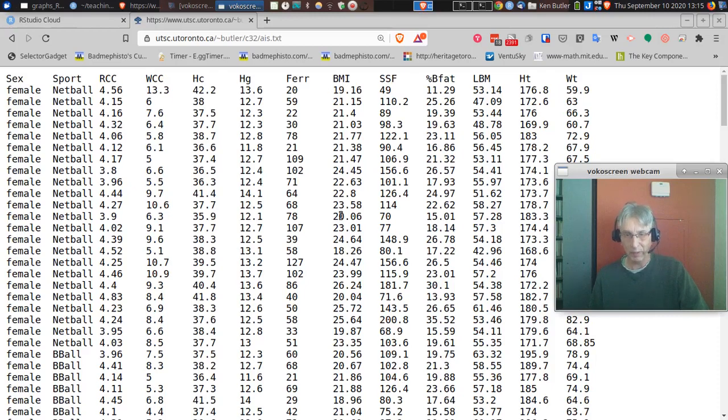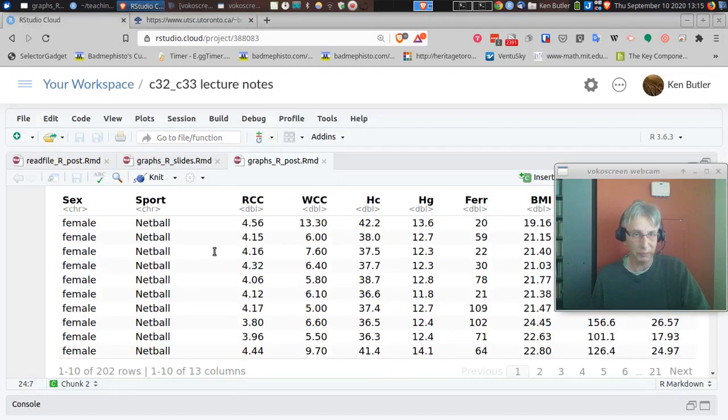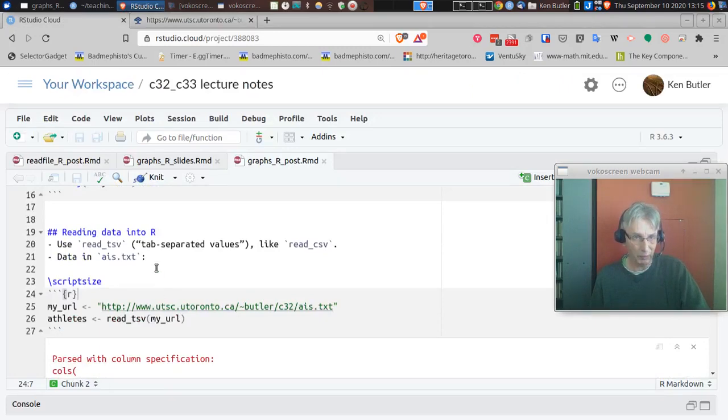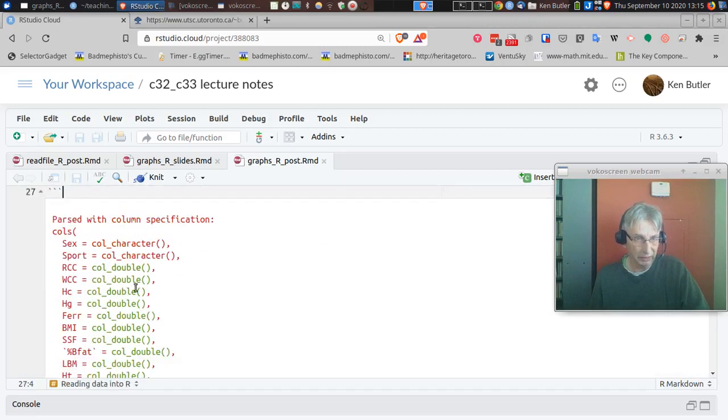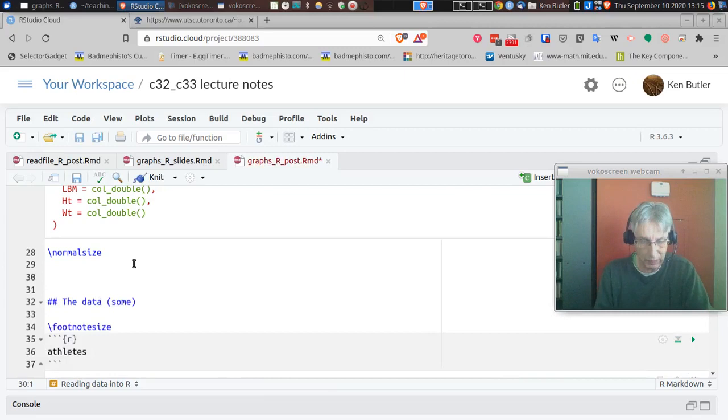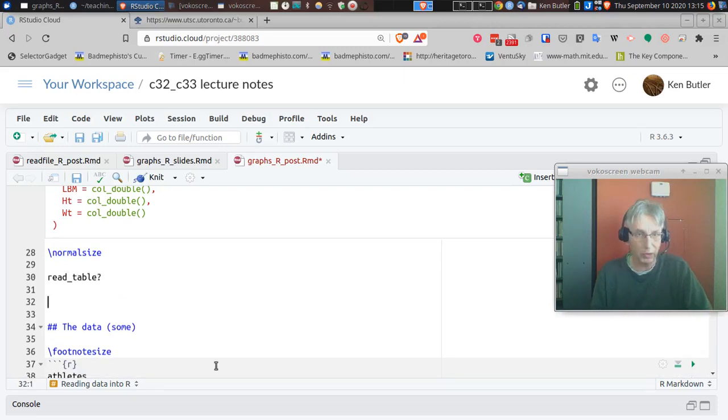Now we can't tell the difference by looking at it, and so we might have tried read_table, which I might do right now. Whereas in RStudio Cloud, there it is. So we're going to go back up here and make another code chunk which we're going to throw away afterwards. This is me making some extra notes: read_table question mark. So we'll make a new code chunk, and I'll do that properly.